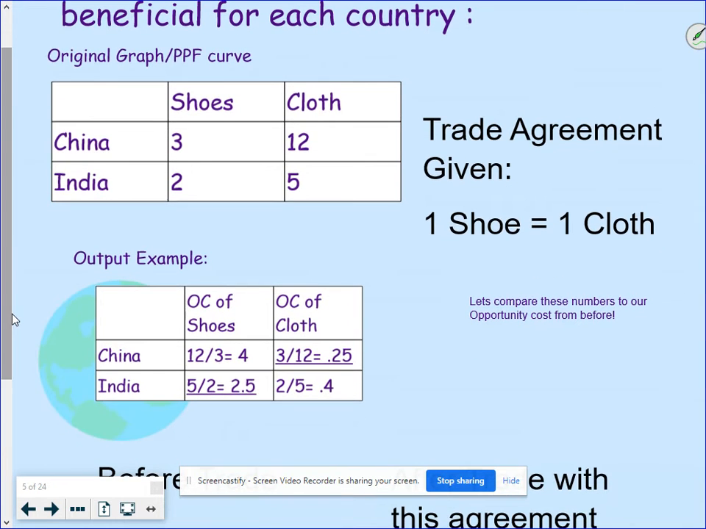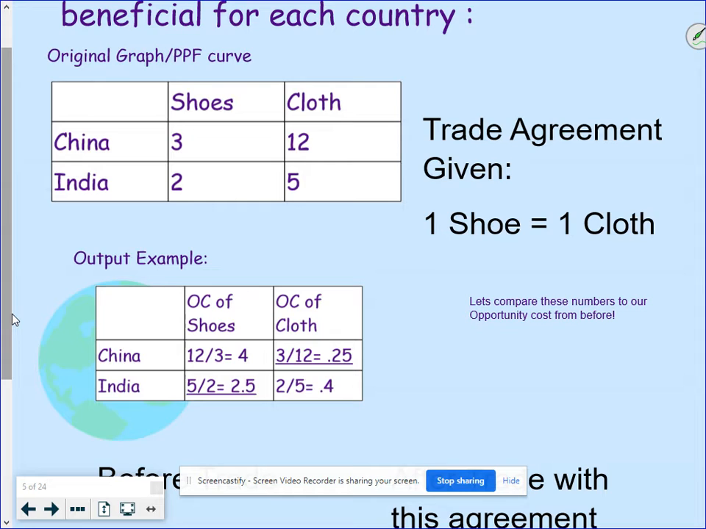So a trade agreement will be given. Here's one that's given. One shoe is going to be traded for one cloth. And you have to figure out if this is good or bad. If this is a bartering type of thing, is this good or bad for India? Is it good or bad for China?